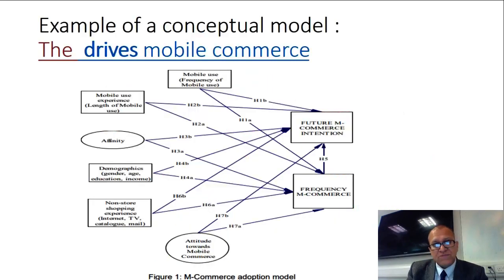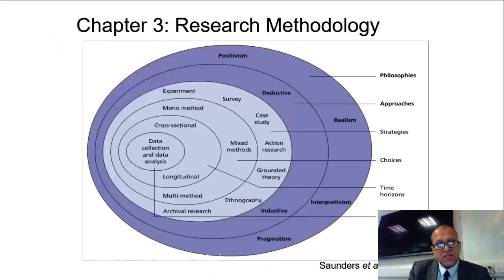So your conceptual model may look like this. There are 6 drivers which are affecting the future of e-commerce, m-commerce, and the frequency of using m-commerce: mobile use experience, affinity, demographic factors, non-store shopping experience factors, attitude towards m-commerce, and so on, which may jointly affect your m-commerce experience. Thank you. Next session we cover research methodology.